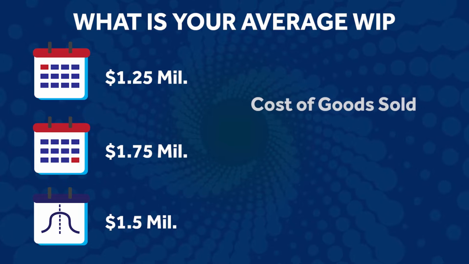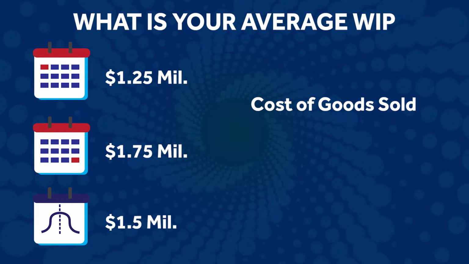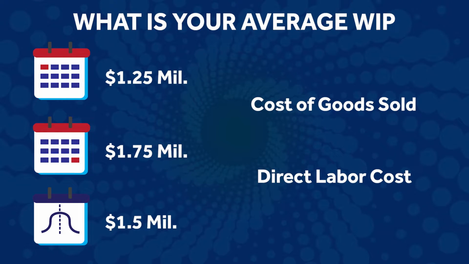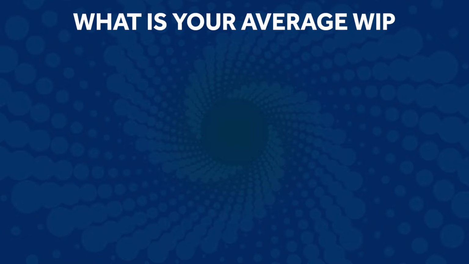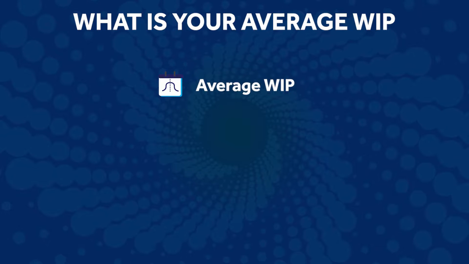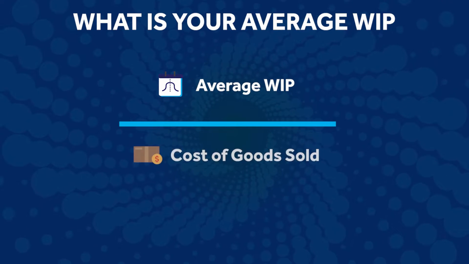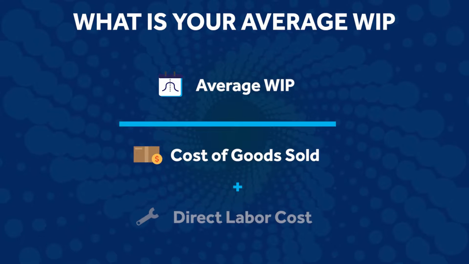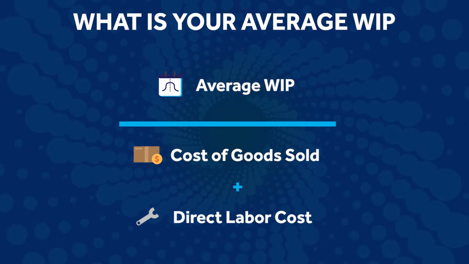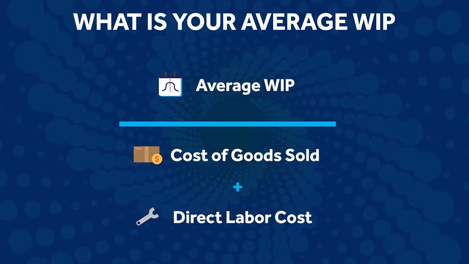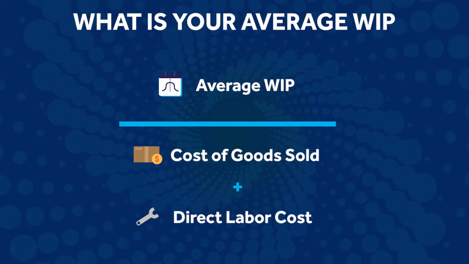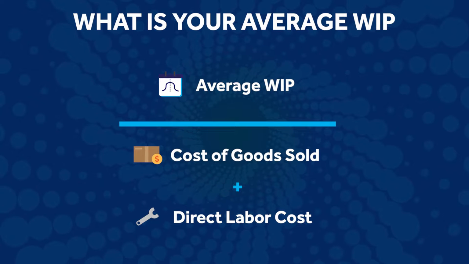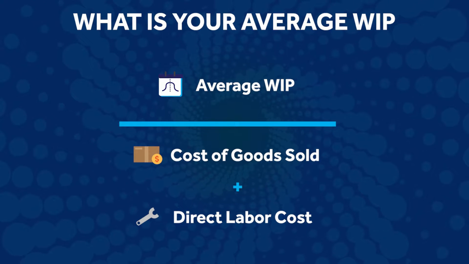Then we need to get our cost of goods sold and our direct labor cost. So how the calculation to begin with works, my average work in progress divided by my cost of goods sold, which is your materials in your stock, plus your direct labor. So if you're running a law firm, well, it's only going to be your direct labor. If you're running a manufacturing business or a project-based business, there's a good chance you're going to have materials, cost of goods sold, and also labor in it.